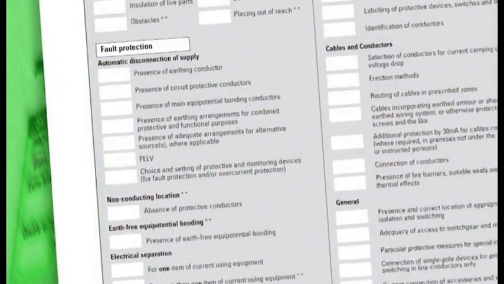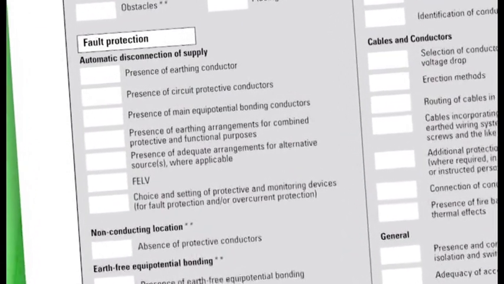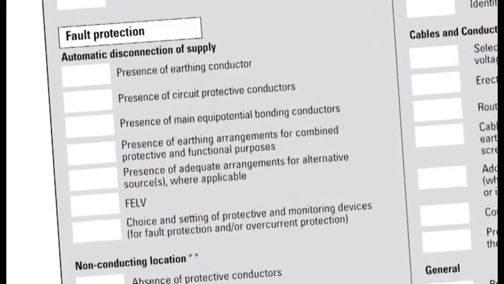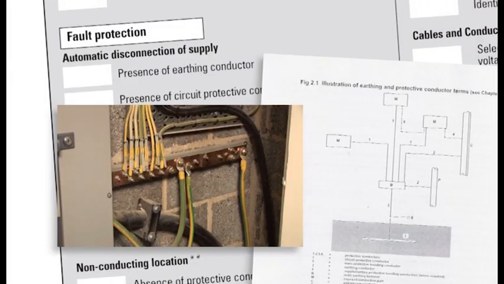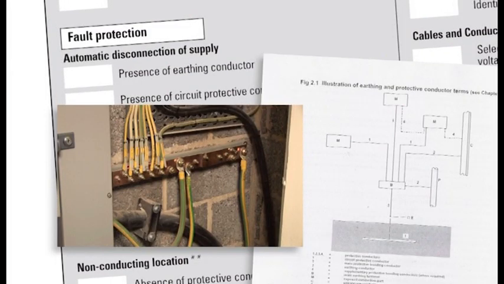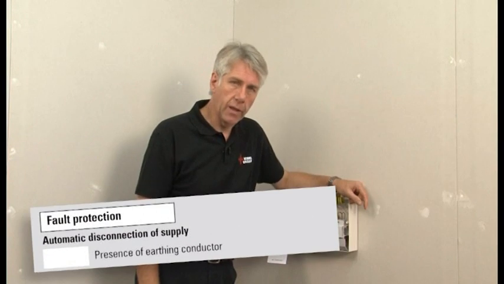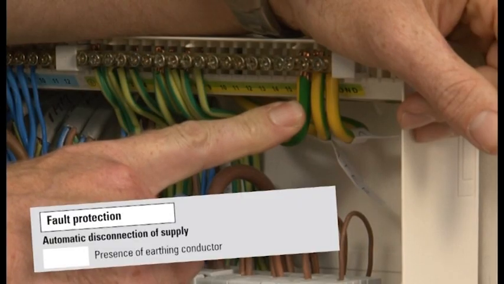Our next subheading under protective measures against electric shock includes the protective measures which incorporate fault protection. The first of these is automatic disconnection of supply, sometimes referred to as ADS. For this protective measure to be effective, it requires protective earthing, as illustrated in figure 2.1 of the regs. The first check is for the presence of an earthing conductor. This conductor connects the main earthing terminal to the means of earthing.